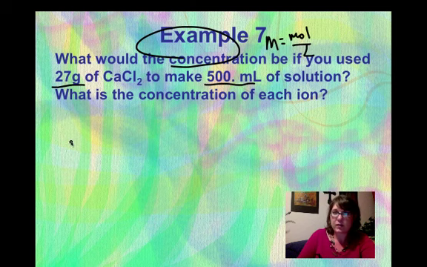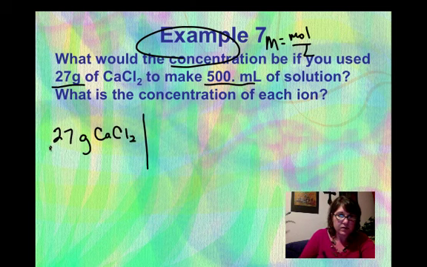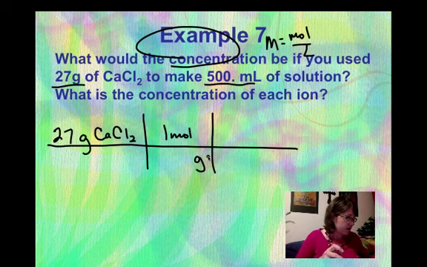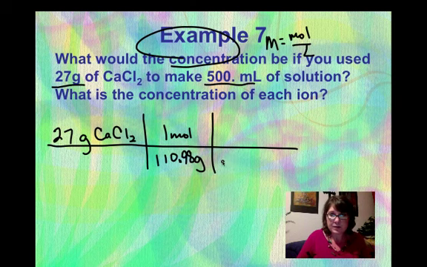Okay, so I've got to know how many moles we've got, right? So 27 grams of calcium chloride is how many moles? Well, going to need a periodic table here. Calcium is 40.08 and then chlorine is 35.45, and there's two of those. So I get 110.98 grams for every mole. And then we're going to make 500 milliliters of solution. So that's 0.500 liters, right? Moving the decimal 3 times because we're going from milliliters to liters.